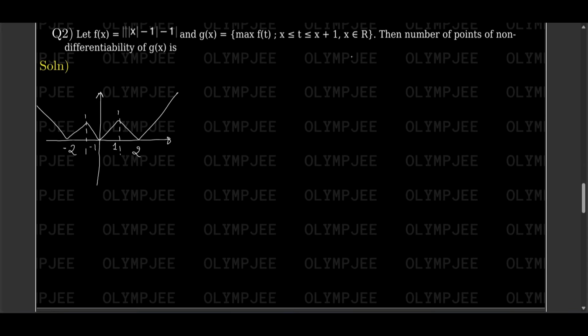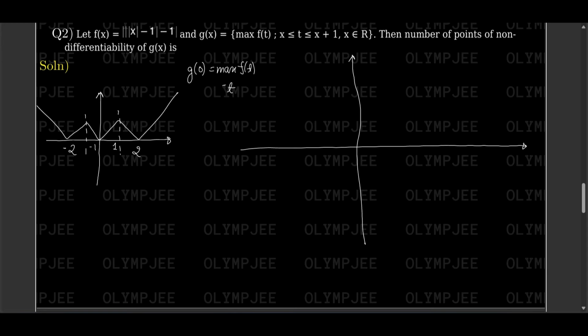So what is g(x)? Let us start our analysis by analyzing the g(x) function at x is equal to 0. So g(x) at x is equal to 0 would be max of f(t), where t belongs from 0 to 1, right? So basically g of 0 is the maximum value of f from 0 to 1, which is equal to 1, right? So g of 0 will be 1 because this is 1. g of 0 is 1.